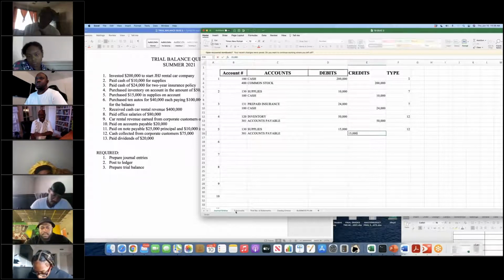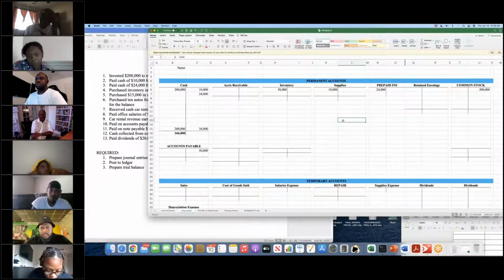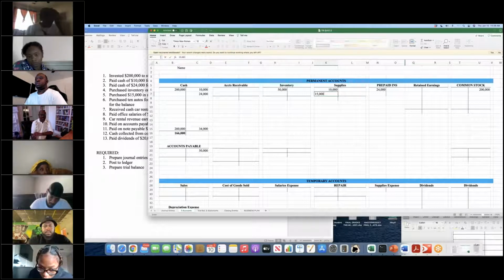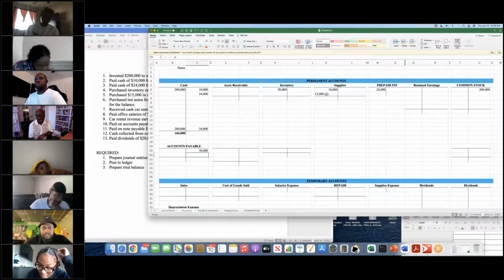Okay, so let's get that posted to the accounts. So supplies, debited $15,000, and that's for number 5 in parentheses. And then accounts payable is going to be credited $15,000 for number 5. Once I put that parentheses in, it doesn't move over, so I'm going to take it out. Let me just put 15,000.